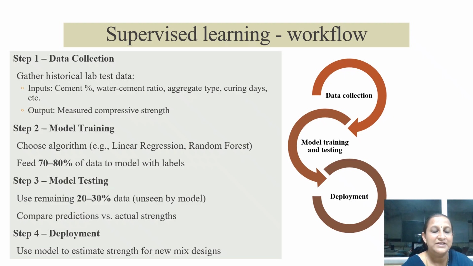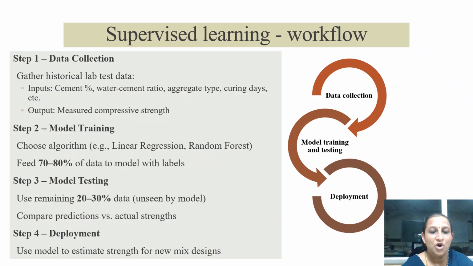After that, the testing will be carried out, where 20 to 30% of data which is not seen by the model will be used for the prediction. Finally, the predicted compressive strength will be compared with the actual compressive strength to see the accuracy of the model developed. And this model will be used to determine the compressive strength for a new mix design. Once the model is trained and deployed, we'll be able to know the concrete compressive strength. Prediction is done by using a supervised learning algorithm.